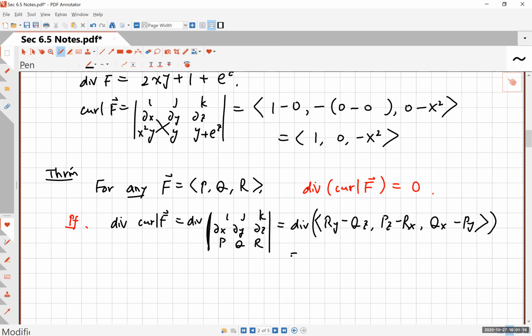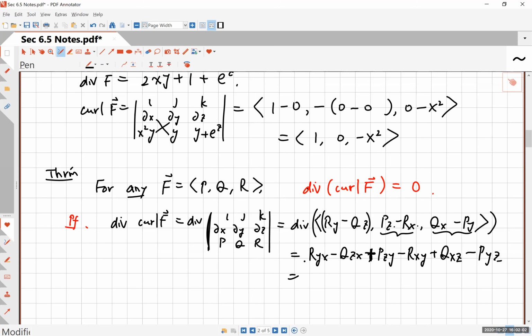And if you take the divergence, what do you get? You take the first component and differentiate it with respect to x, so it's Ryx minus Qzx. The second one with respect to y, so Pzy, that's going to be a plus, remember, we're talking about the divergence, plus Pzy minus Rxy. All I'm doing is putting a y right after. And then finally, plus Qxz, since we differentiate this with respect to z, so it's Qxz minus Pyz.